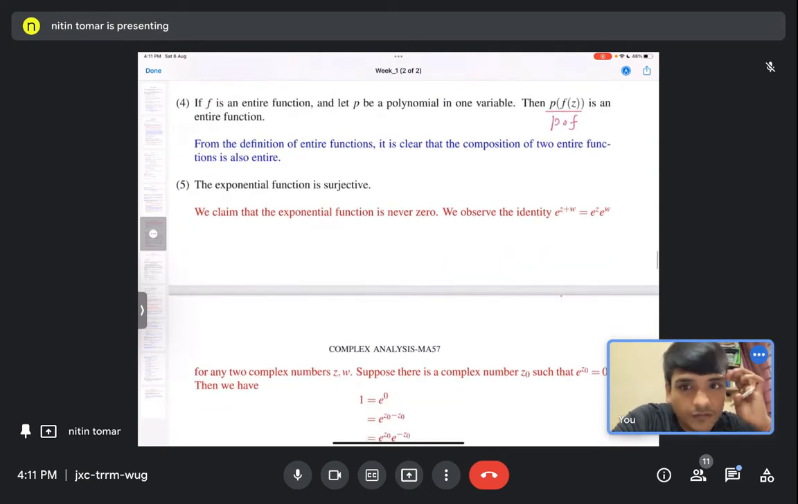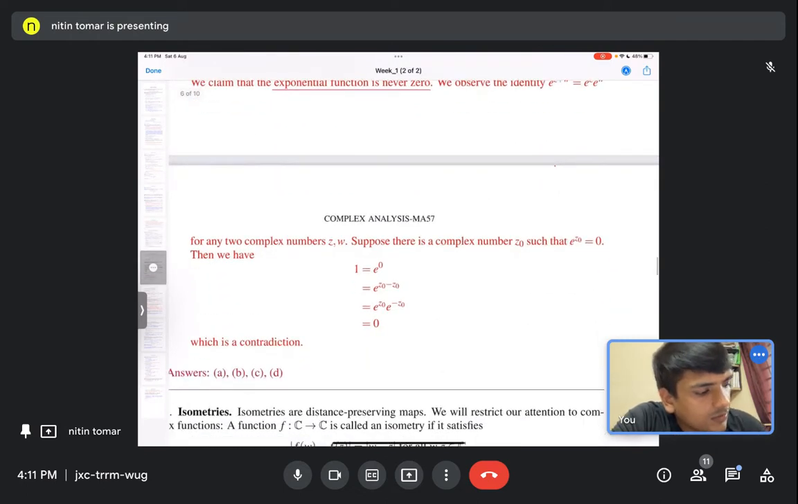Now the fifth question says that exponential is a surjective map. This is not true because exponential can never be zero. Exponential can never be zero, and this we will prove. This is the proof, but I will write.